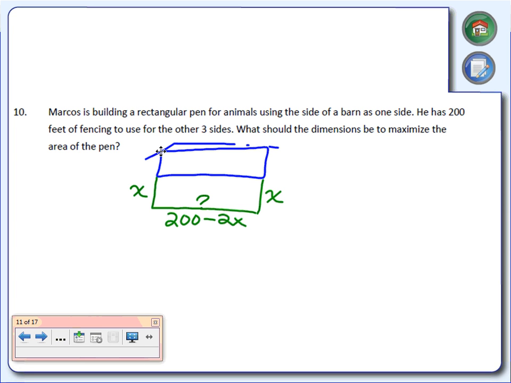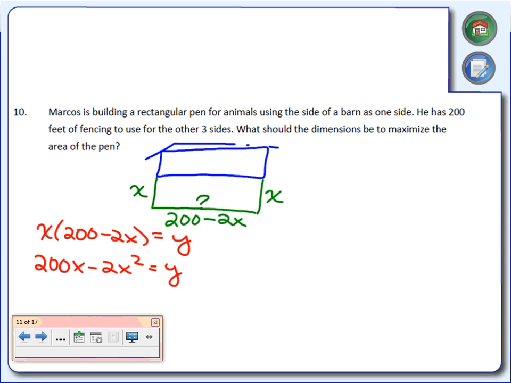Now, like you guys said earlier, to find the area, you need to multiply length times width. So I'm going to take x, which is the width, and multiply it times the length, which is this right here. And that's going to give me the area, and I'm going to call the area y. I'm going to use a little distributive property here. This is going to be 200x minus 2x squared equals y. So this is the quadratic we're working with.